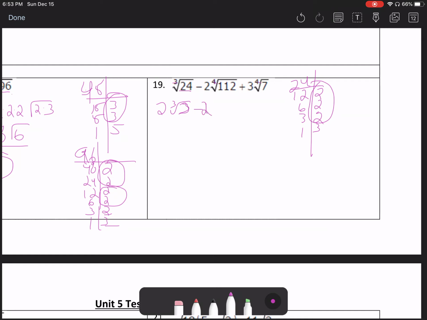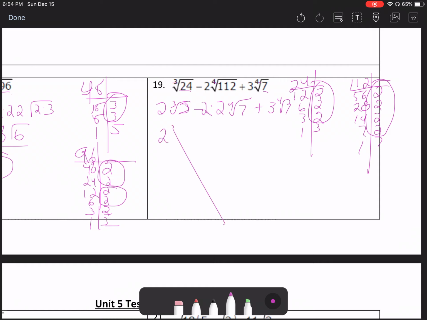I know I'm going to have a -2 on the outside of the next one. I simplify 112. So 112 divided by 2 is 56. 56 divided by 2 is 28. 28 divided by 2 is 14. 14 divided by 2 is 7. 7 divided by 7 is 1. And I have a 2 that I can bring out because I have one set of 4 2's, and I'm left with a 7 on the inside. Last one, I just have a 7 here, so this is going to be 3 4th root 7.